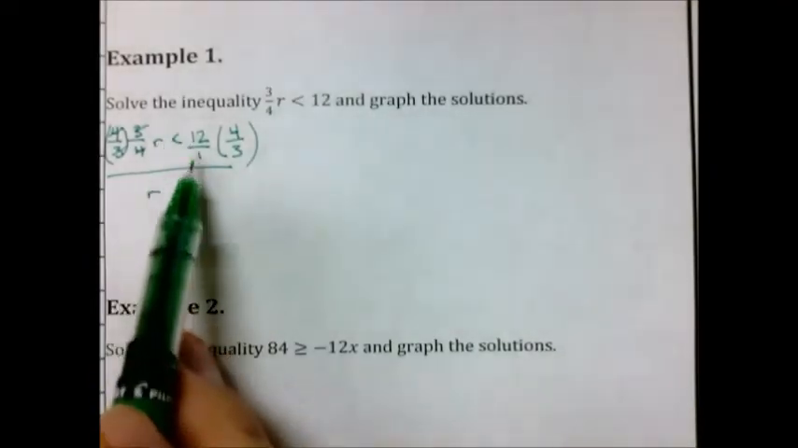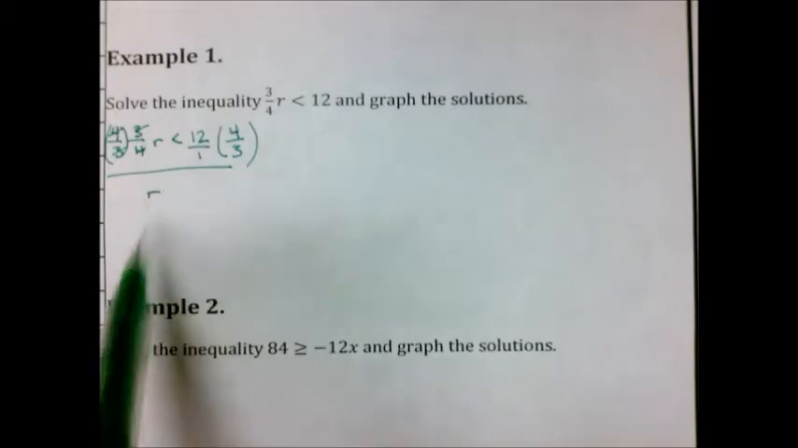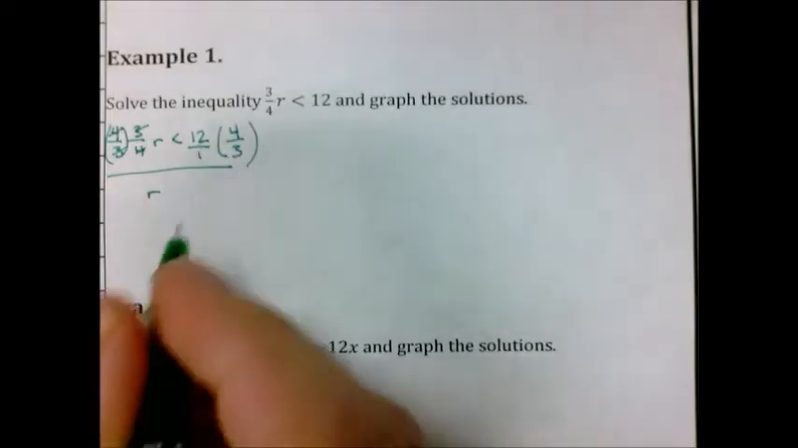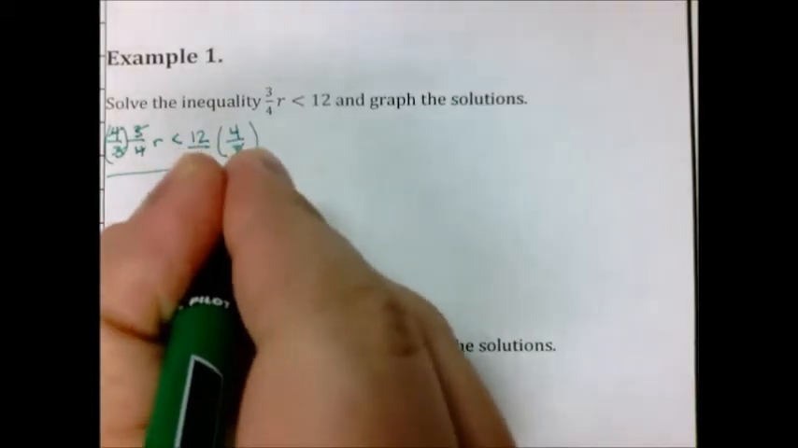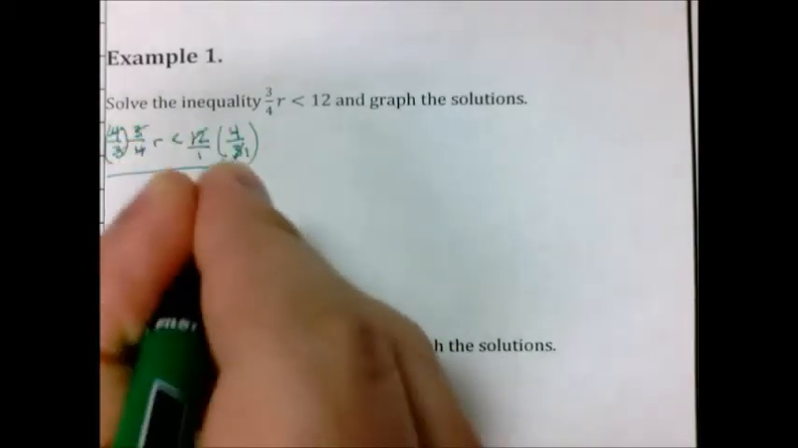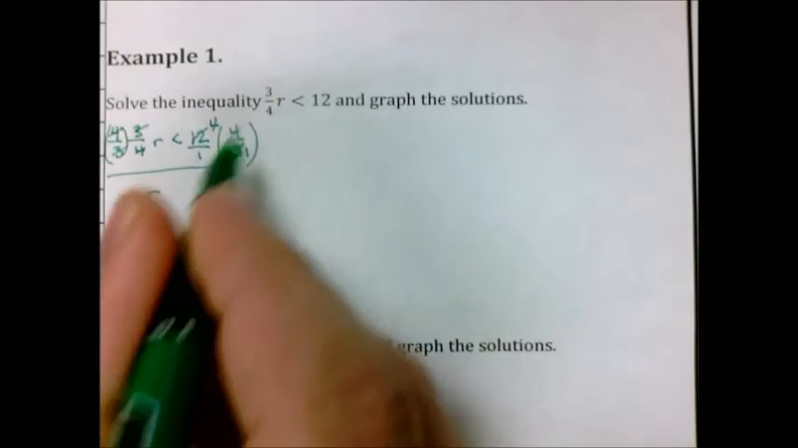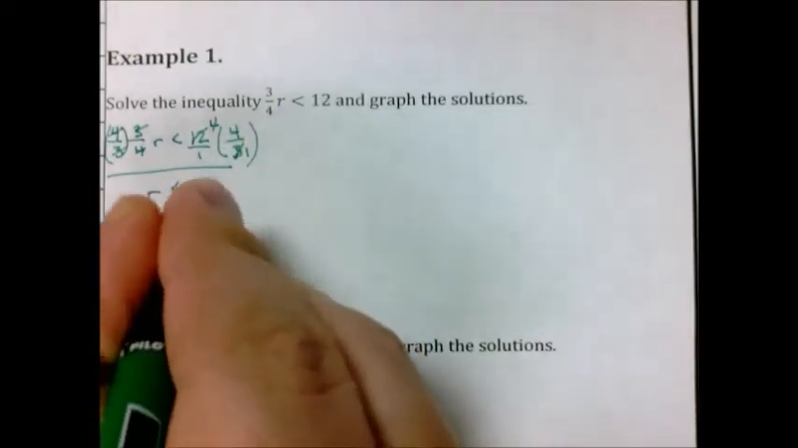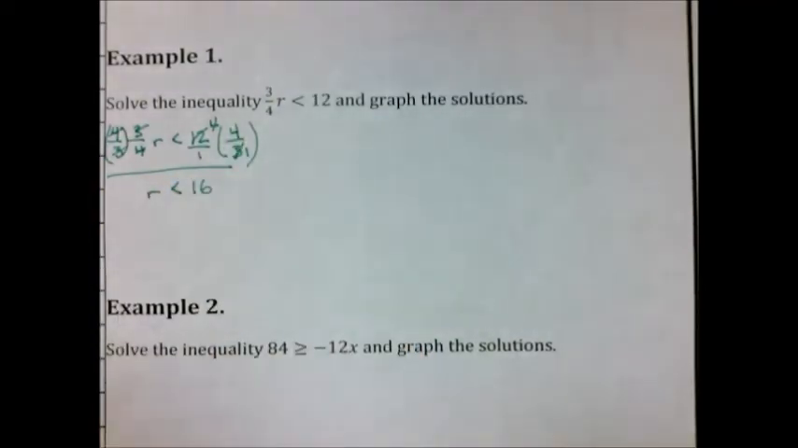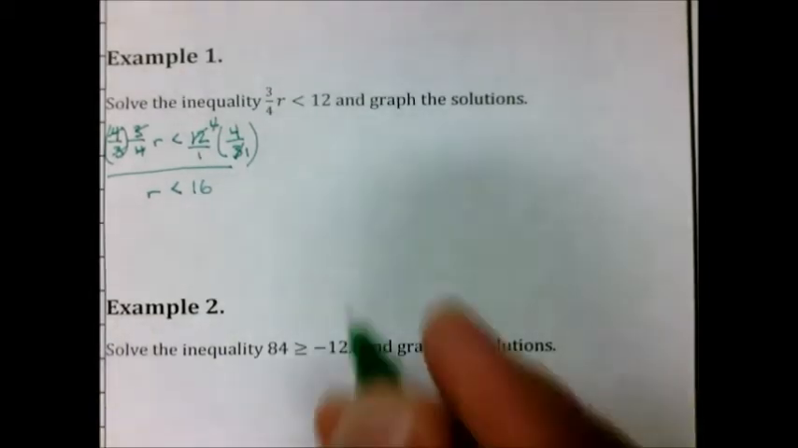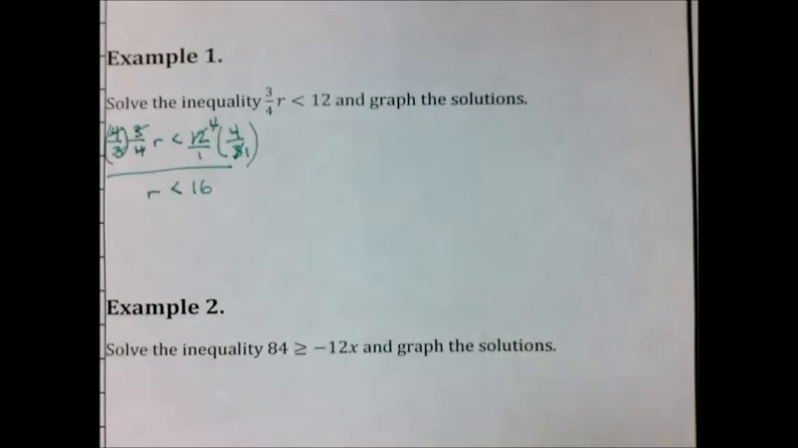And so we've got 12 over 1 now, it's the same thing as just 12, multiplied by 4 over 3. And to multiply fractions, we have to cancel out this 3. 3 goes into itself once, 3 goes into 12 4 times, and so 4 times 4 is 16, which means the answer to this inequality is r is less than 16. Okay. Now we also have to graph it.